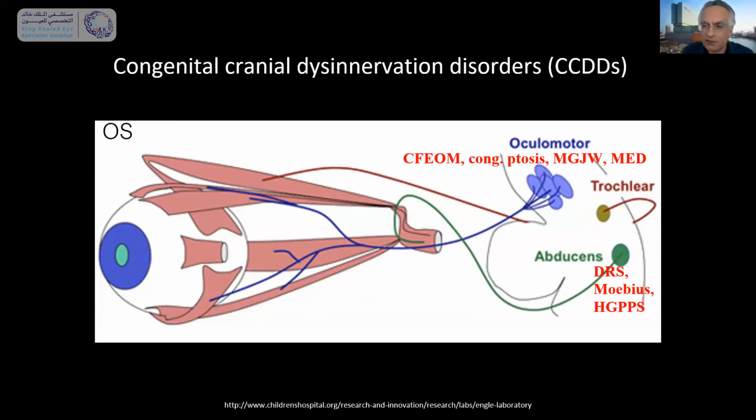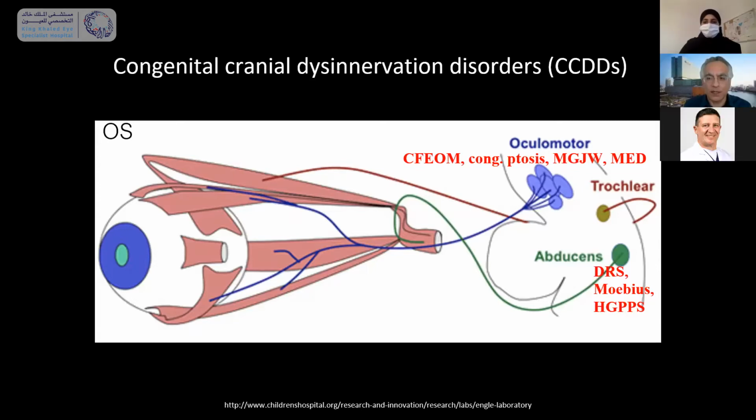Monocular elevation deficiency. Now, this is a mixed bag. Some of these are CCDDs, but others aren't. Some of the MEDs are isolated fibrosis of the inferior rectus muscle. And when it's that, it's a dysinnervation to the inferior rectus and it's a CCDD. But some of them are supranuclear disorders. And when it's a supranuclear disorder, it's not a CCDD. So MED is a mixed bag.